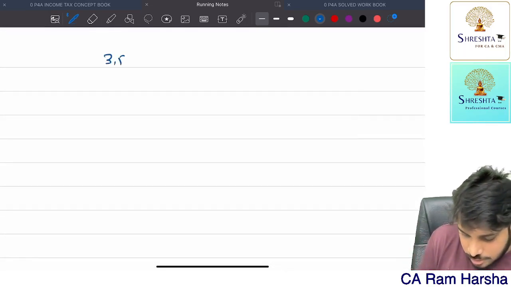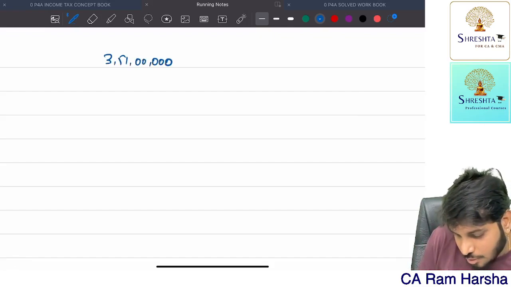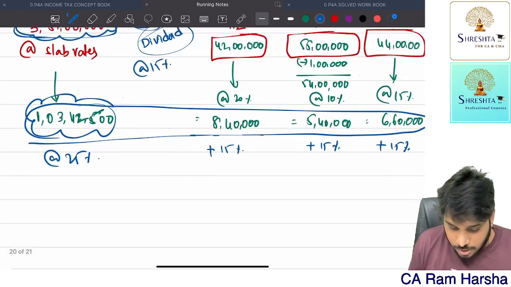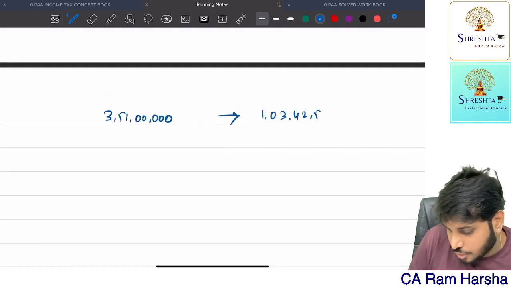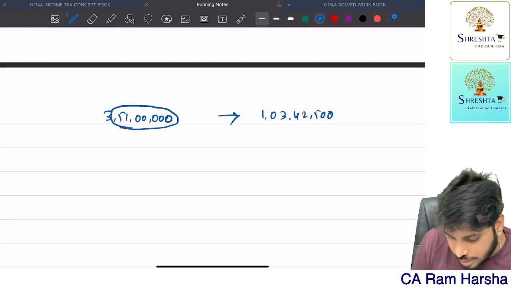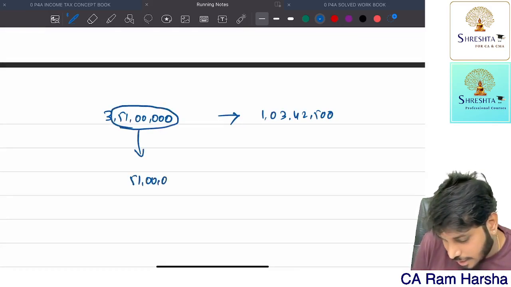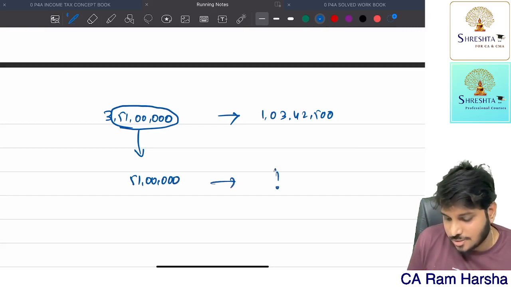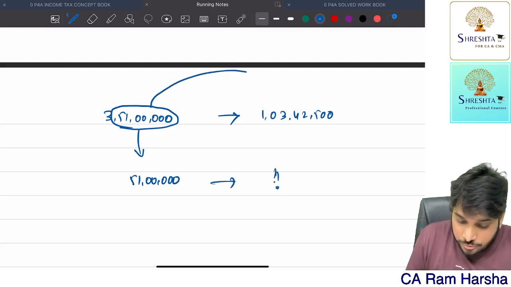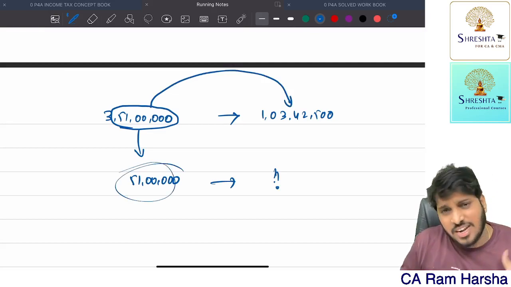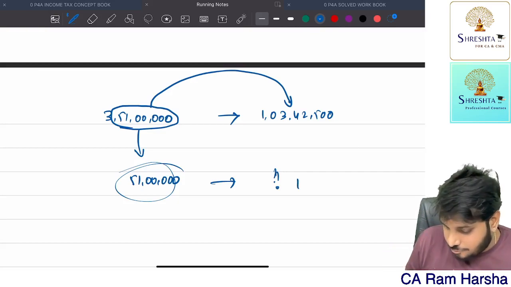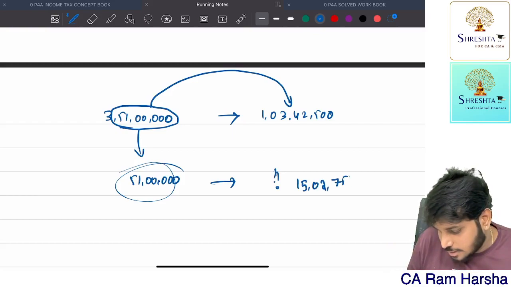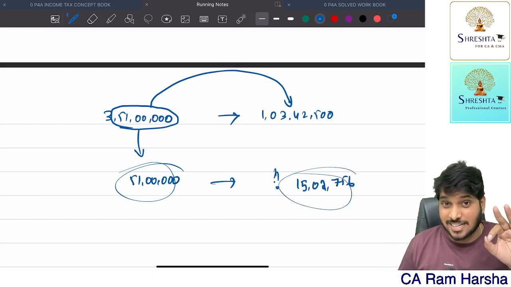Now on 3 crore 51 lakh, what is the basic tax that we got? 1 crore 3 lakh 42,500. Now out of this 3 crore 51, what is dividend income? 51 lakh. So how much is the tax? Simple. If on 3 crore 51 lakh this much is the basic tax, on 51 lakh how much is the basic tax? Nothing but averaging. 51 divided by 351 multiplied by 1,03,42,500 is 15 lakh 2,756.